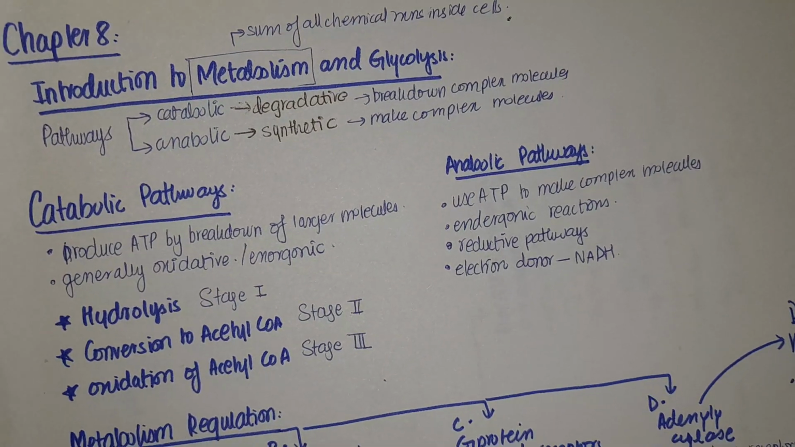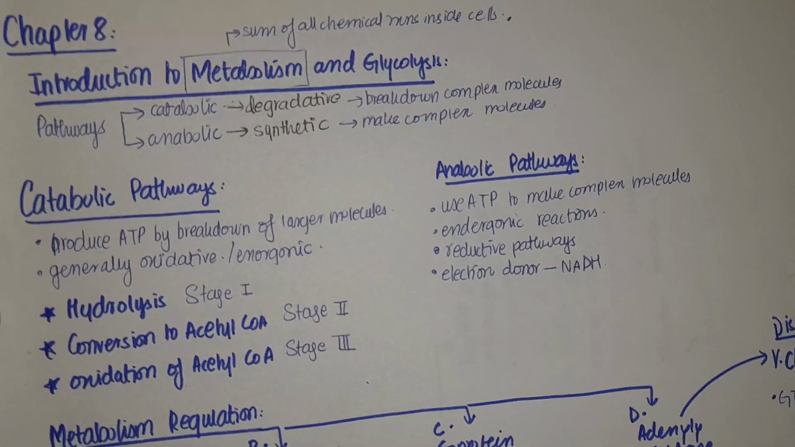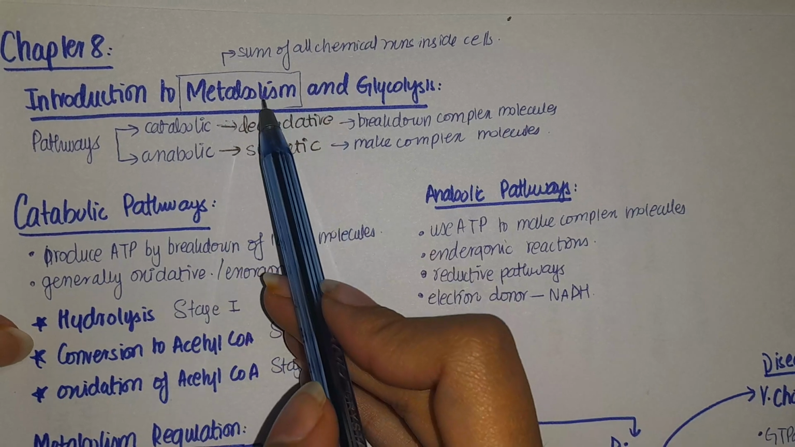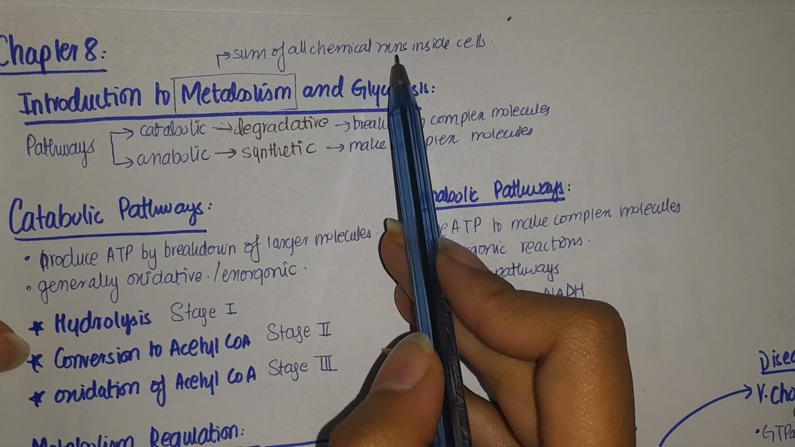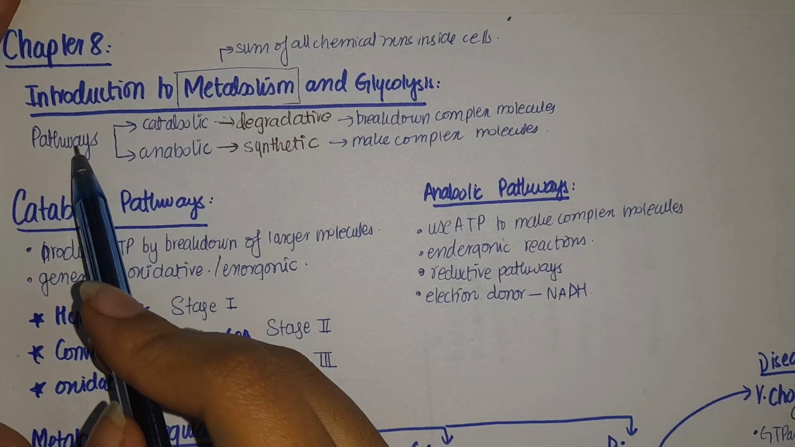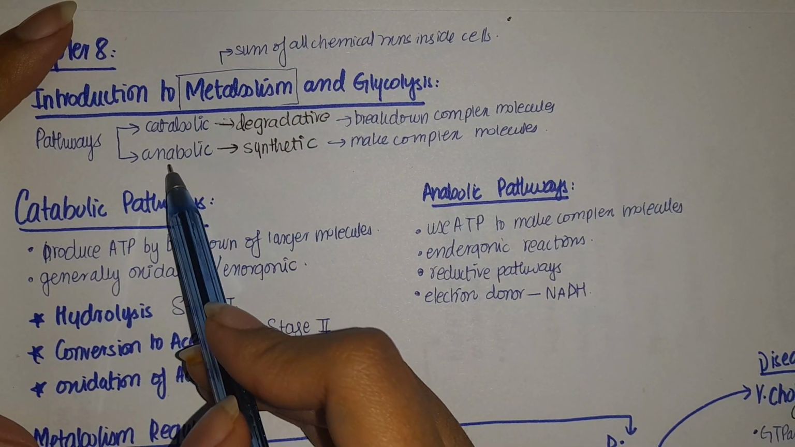In this video we will discuss chapter number 8 from your Lippincott, that is the introduction to metabolism and glycolysis. Now, what is metabolism? It is the sum of all the chemical reactions that are occurring inside the cell at any time. And these metabolic pathways can be divided into catabolic pathways and anabolic pathways.